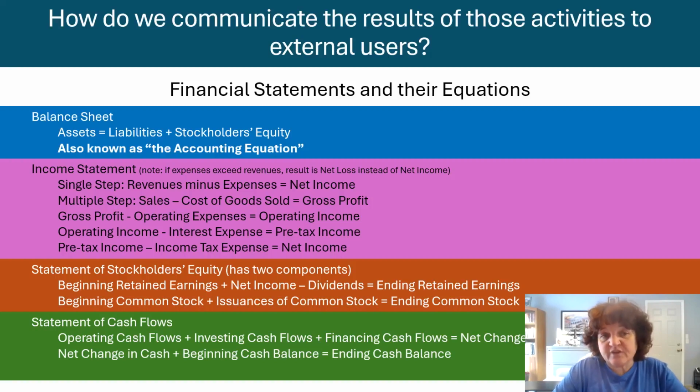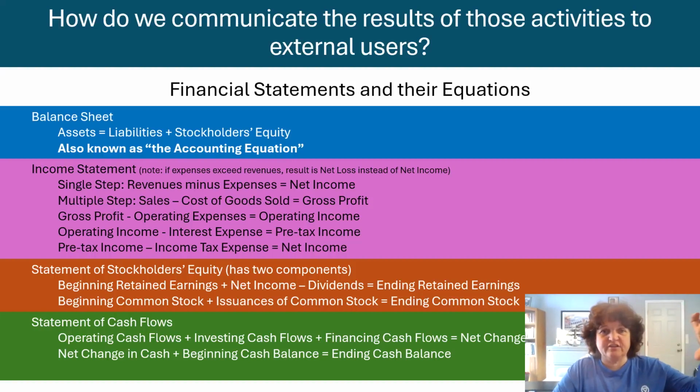We also have an income statement, and the income statement, in all of the cases where I say net income or even gross profit, if things aren't going well and our expenses exceed our revenues, then you could intersperse those with net losses instead of net income, or gross loss instead of gross profit, things like that. So in a single step income statement, the equation is really easy. If it's a single step income statement, we simply take revenues minus expenses equals net income. And that's all there is.